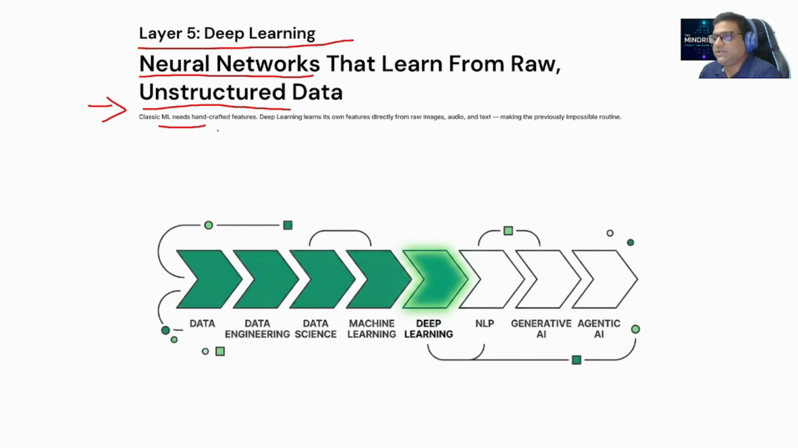So classic ML needs the structured data, could be text or numbers, categorical or numerical. But deep learning learns from unstructured data. Why? What is the use? So far, we went through data engineering, data science, ML, and right now we are in deep learning.